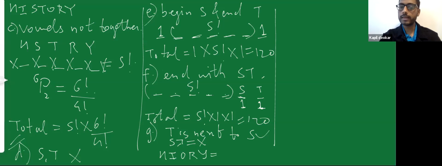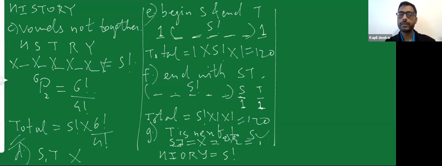So H, I, O, R, Y can be arranged in how many ways? These can be arranged in 5 factorial different ways. And then in how many ways can I arrange these 2 letters S and T such that T is always next to S? So that can be done in how many ways? 2 factorial upon 2 ways or just one way.